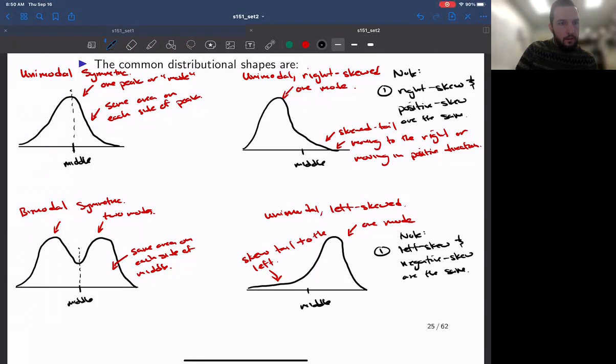Sorry, what's the last word that you just wrote down after moving in positive? Direction. Oh, you got it. Okay. Sorry about that.